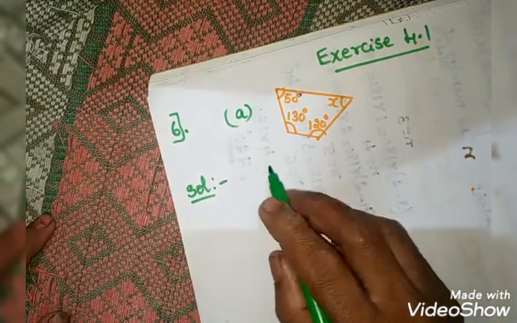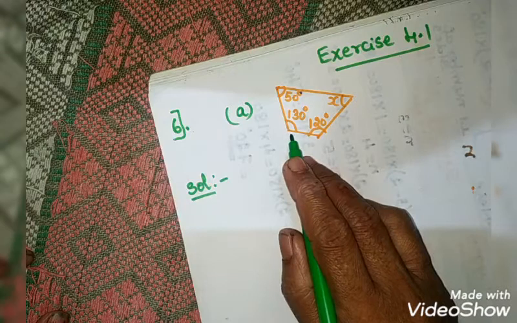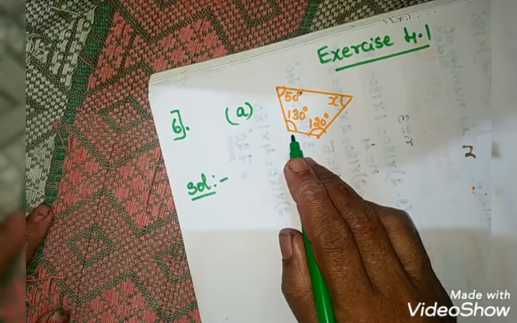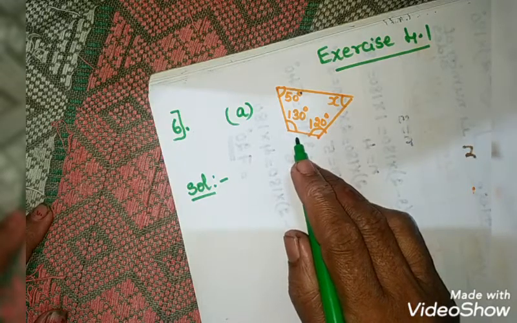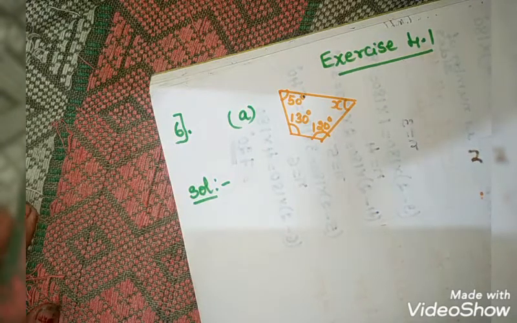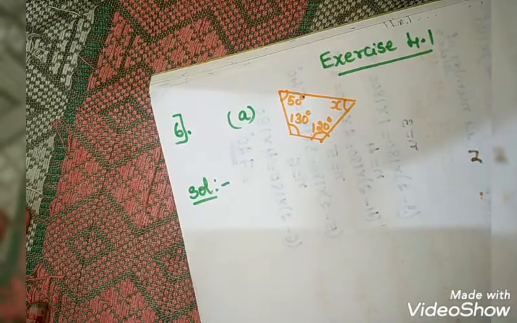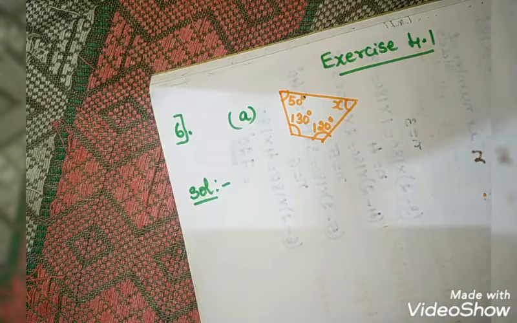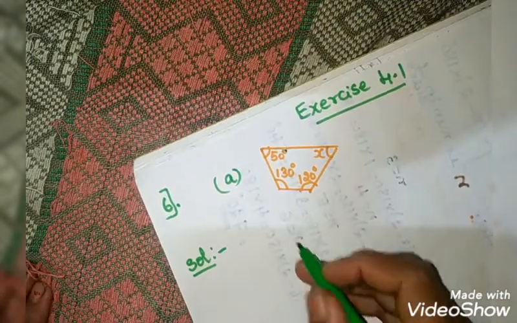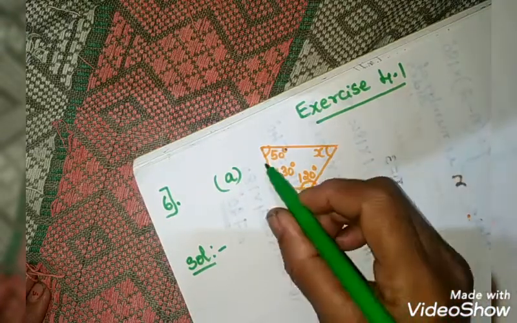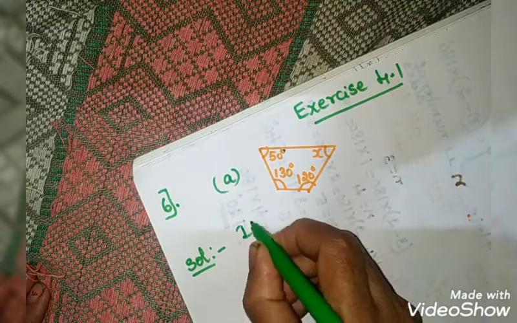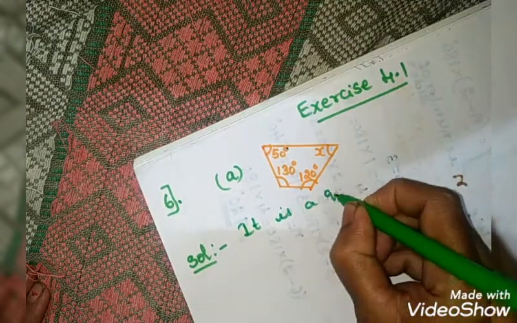Let us try to solve this sum. If you open your textbook, you can understand. 4.1 6th main we are going to do. Page number 54 it is there. Now let us try to solve this. Here see, which type of shape is this, which figure is it? It is a quadrilateral. Correct, no?